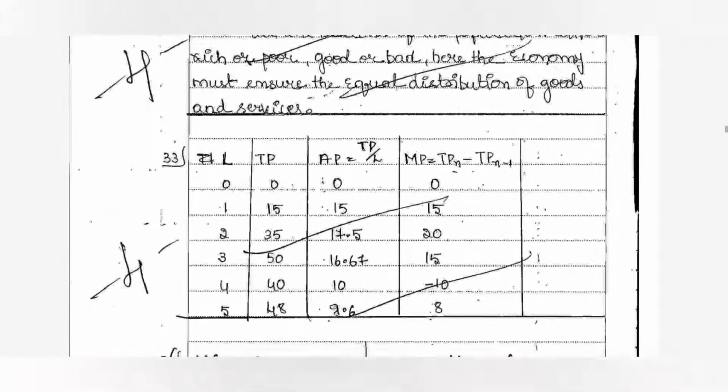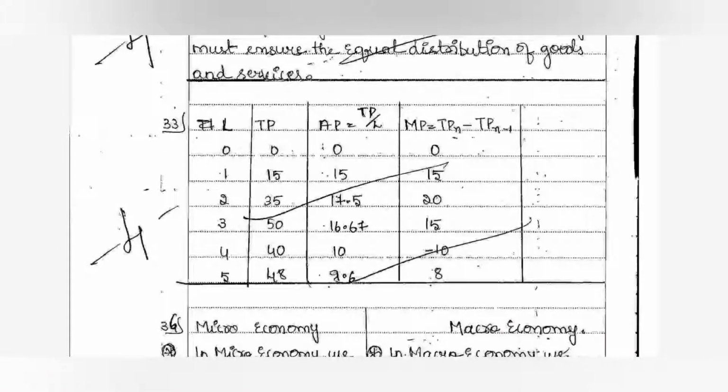After that, the 33rd question is a table which will be given. In that, total product of labor and labor will be given, and we need to find out the average product and marginal product. Through this formula we can easily find them. The formula of the average product is total product divided by labor.